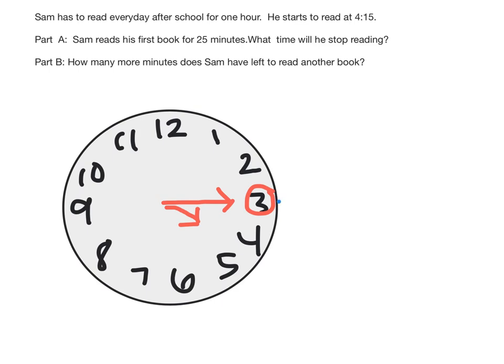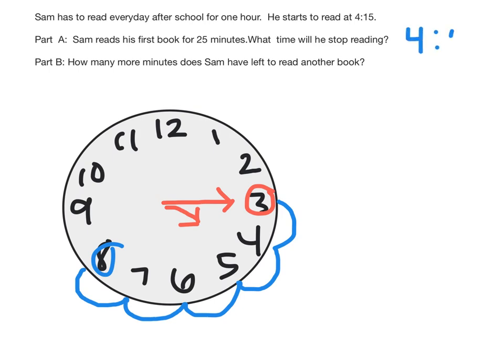So I'm at 4:15, 4:20, which is 5, 4:25, 10, 4:30, 15, 4:35, 20, and 4:40, 25. So I stopped right here. So the answer to part A is going to be 4:40, because I know that the 8 represents 40 on a clock.